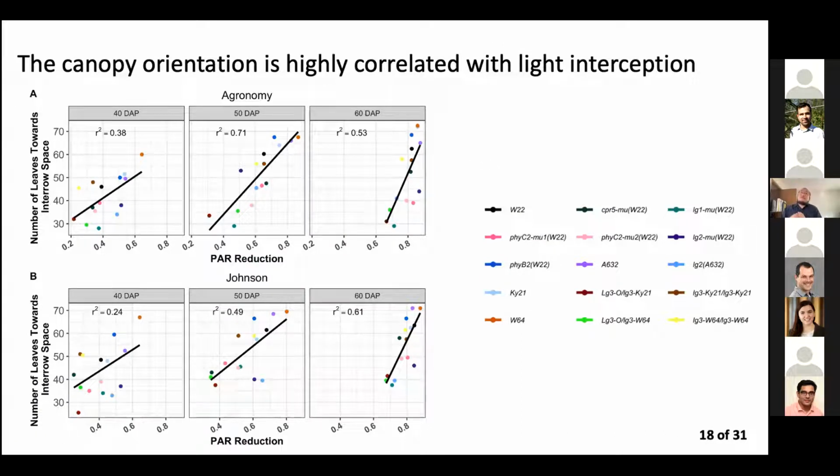We then collected this trait together with PAR reduction from 15 genotypes, including the wild type and the uniform mutants from the GWAS candidates, and several additional liguleless mutants that we are interested in. As the data show in the right panel, there is a strong linear correlation between the number of leaves towards the interrow space and the PAR reduction. What this means is that the more leaves you have pointing towards the interrow space, the more light you are expected to intercept.